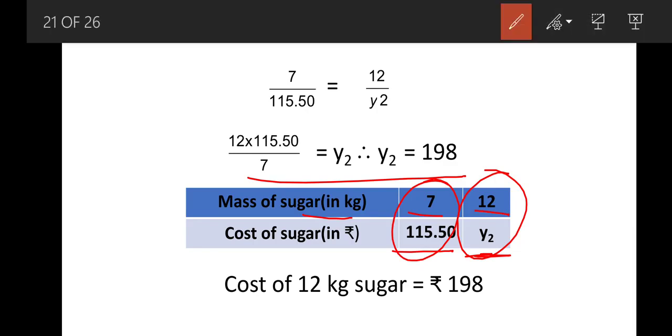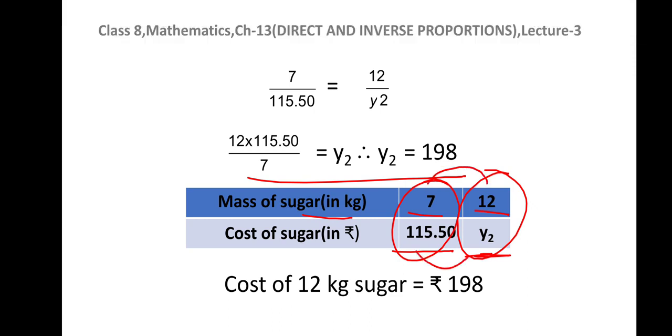You can also compare with the table. If the mass of the sugar is increasing, cost will also increase. So as we have concluded that it is a case of direct proportion, our assumption is correct.